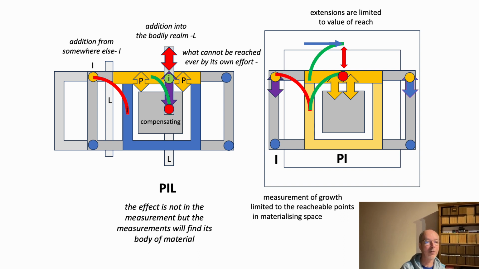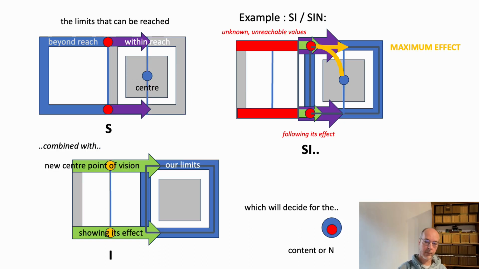So the L part you see there. And also in pi you can see it's all about measurements, while the pill is about the effect that we will try to compensate and try to take in ourselves. So the P alone, the pi alone, is just the measurement of growth limited to the reachable points in a materializing space as I described it there. Nothing more than that. The next example will be the comparison between C and sin.